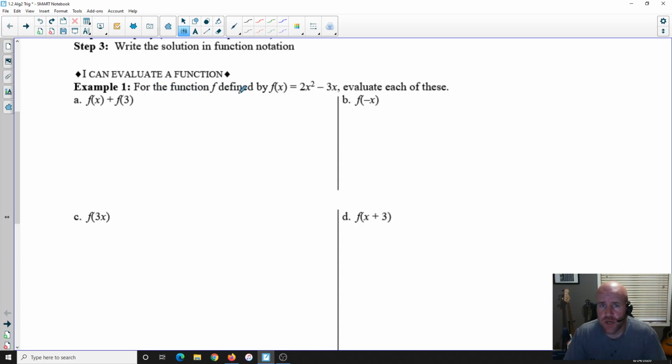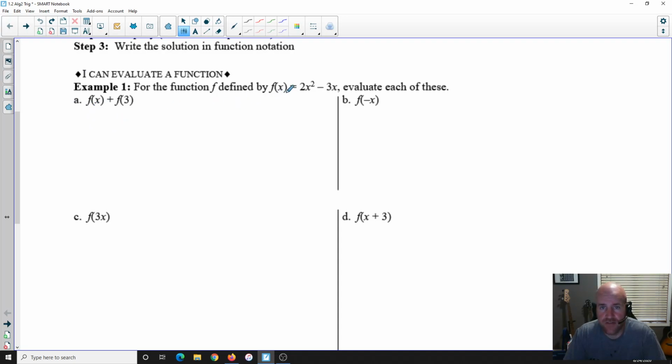So for the function f defined by 2x squared minus 3x, evaluate each of these. In this problem, it gives us an f of x plus f of 3. Remembering what we did last section, whenever we have something like f of 3, that means we're taking 3 and plugging it into the function. So we're going to write it accordingly.